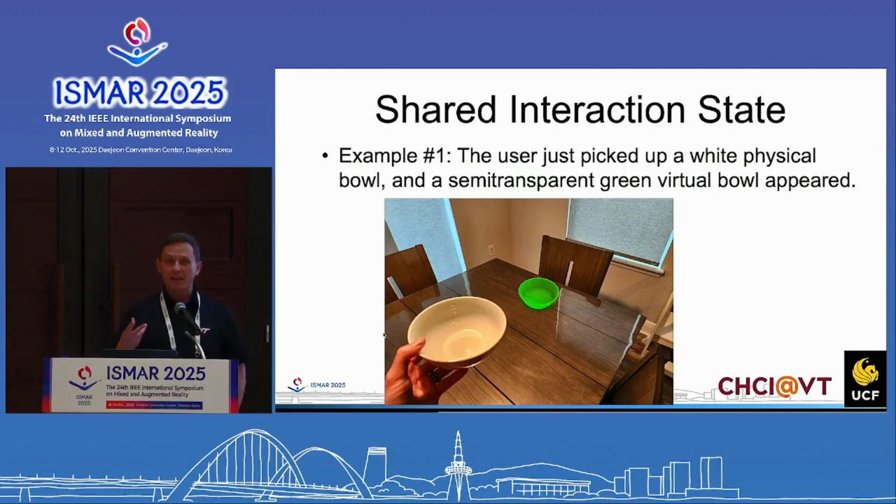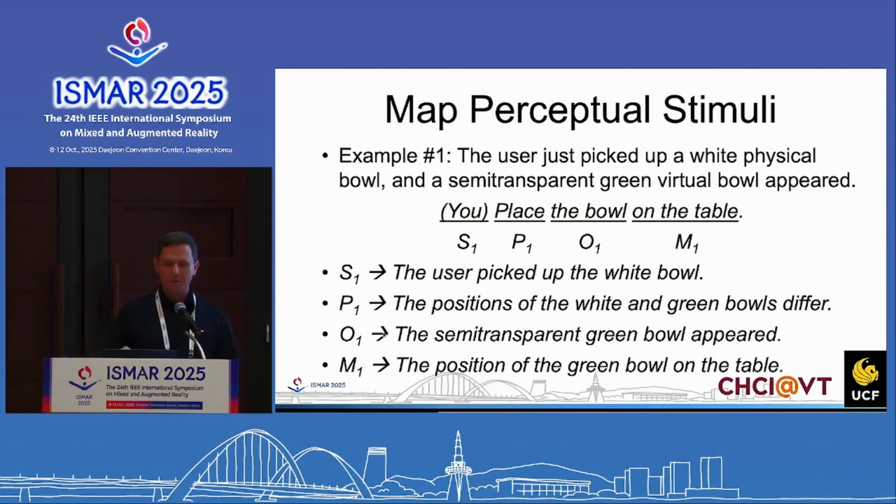So let's look at an example so that we can understand what a shared interaction state is. Let's assume that the user has just picked up this white physical bowl that you see, and this semi-transparent green virtual bowl has appeared. Okay, this is the shared interaction state. Both the user and the system are aware of this sequence of events. So now when we look back at our functional grammar roles, we can map the perceptual stimuli that were provided through this experience to the various roles, okay?